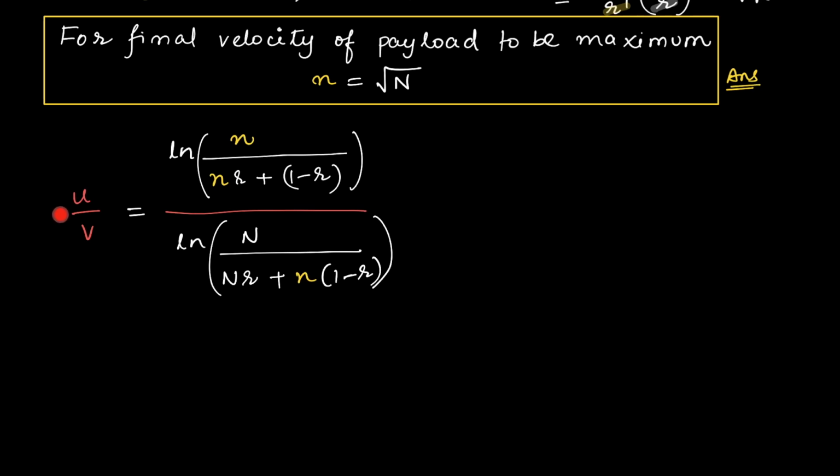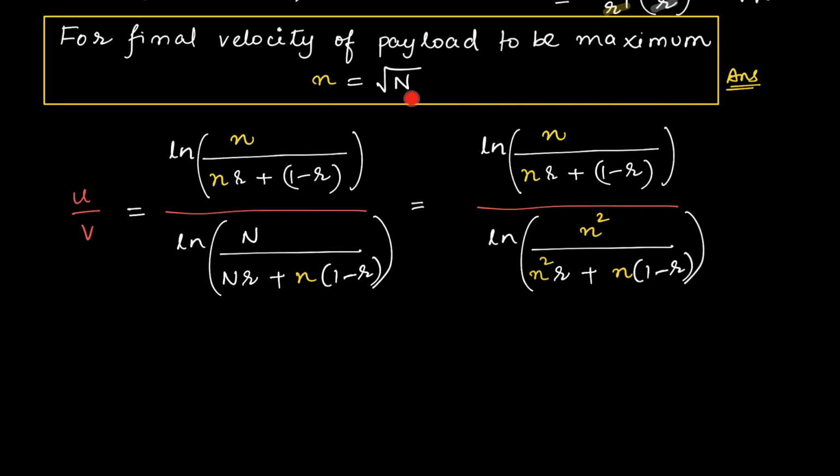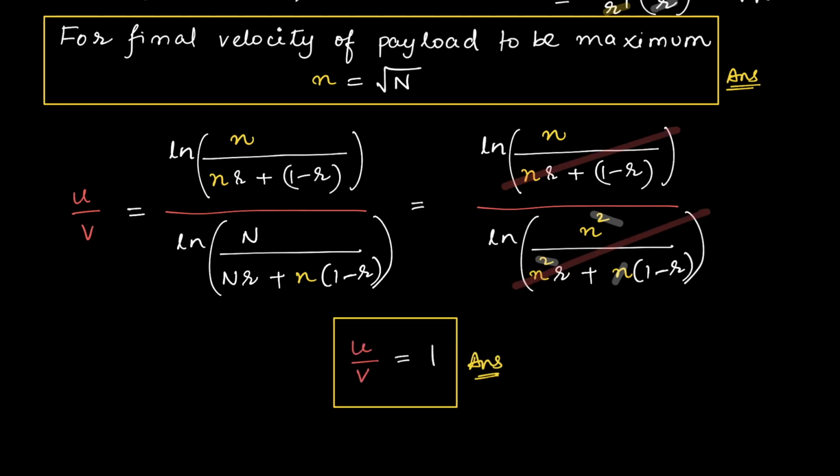In the same question, we need to find the value of u by v. So I have written u by v here. The v exhaust term has got cancelled. See, we have got small n equals root capital N. I can also write capital N equals small n square. So here, in place of capital N, I'll put small n square. Here we can cancel out n in the numerator and denominator. So we get numerator equal to denominator, and u by v equals 1. Which means when velocity of payload is maximum, the velocity that the first stage gives to the rocket equals the velocity that the second stage gives to the rocket.